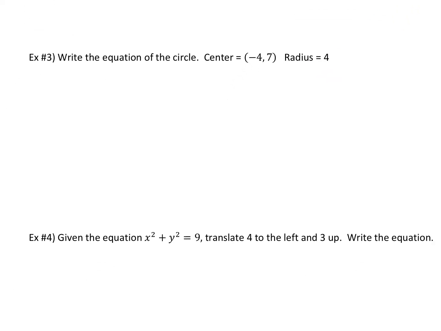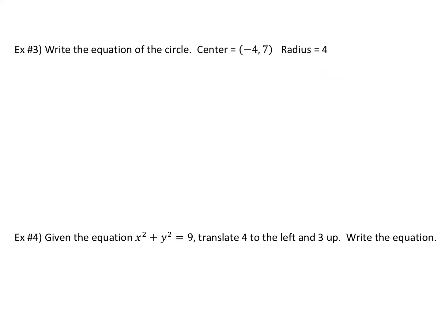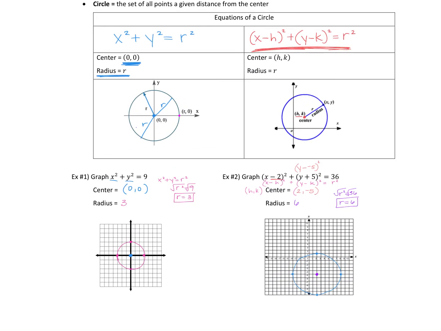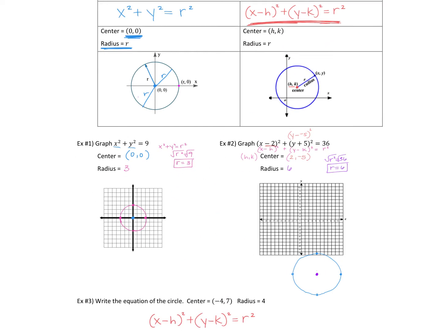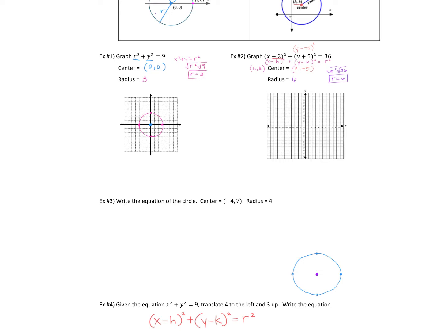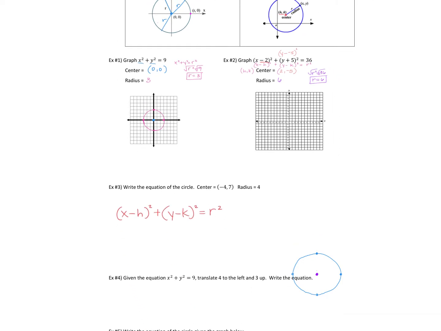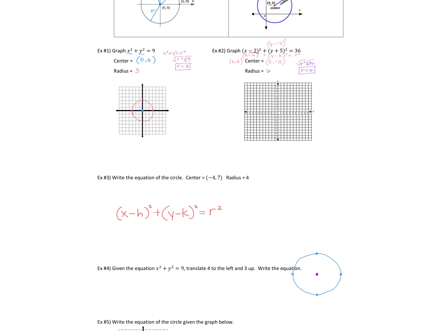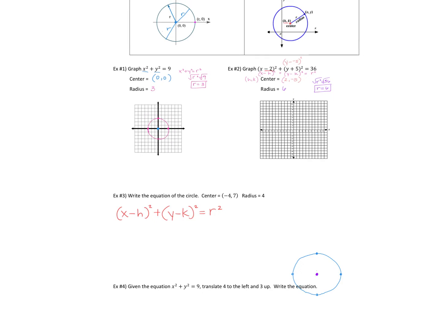All right. Example 3, it says write the equation of the circle. Your center is -4, 7, and your radius is 4. So again, you have this equation of a circle. I'm just going to take a quick copy of it. Oops, just moved my circle too. The circle doesn't want to get out of there. Shoot, it won't let me move it back. Okay.